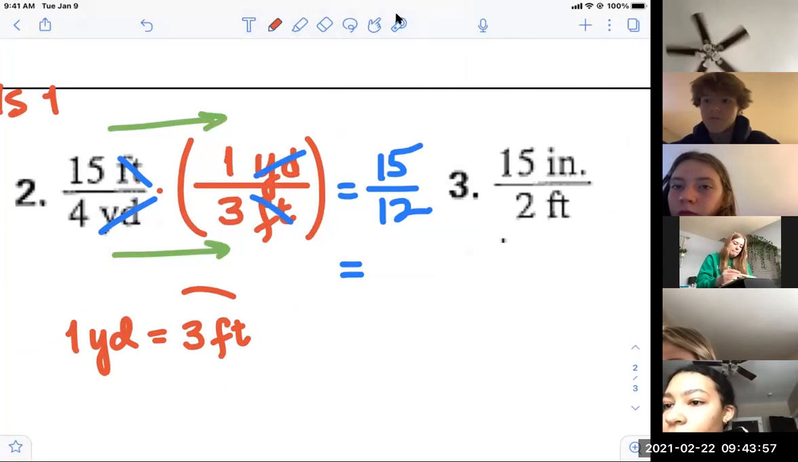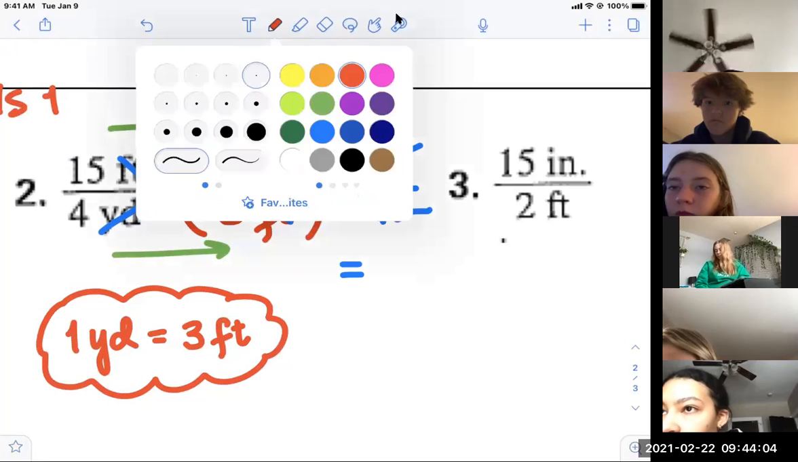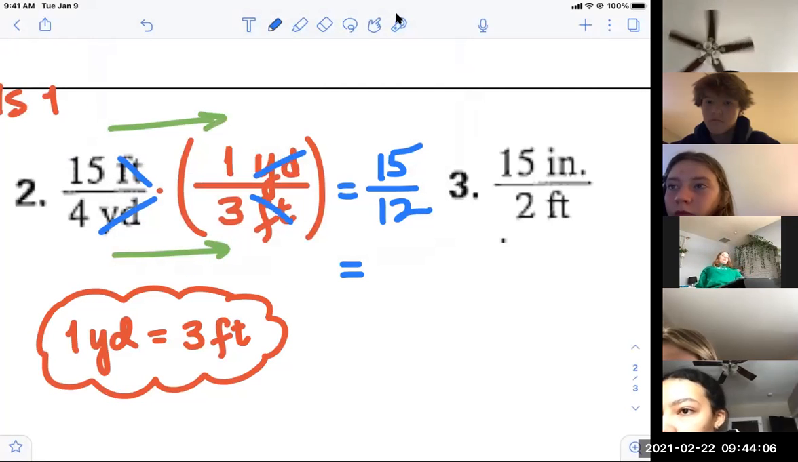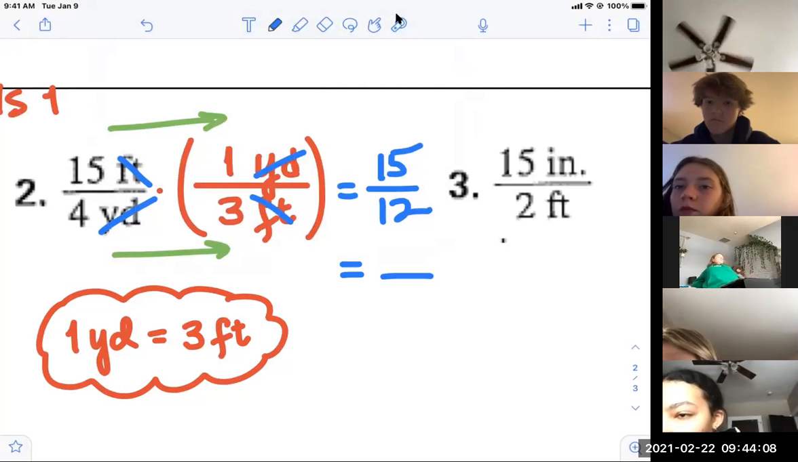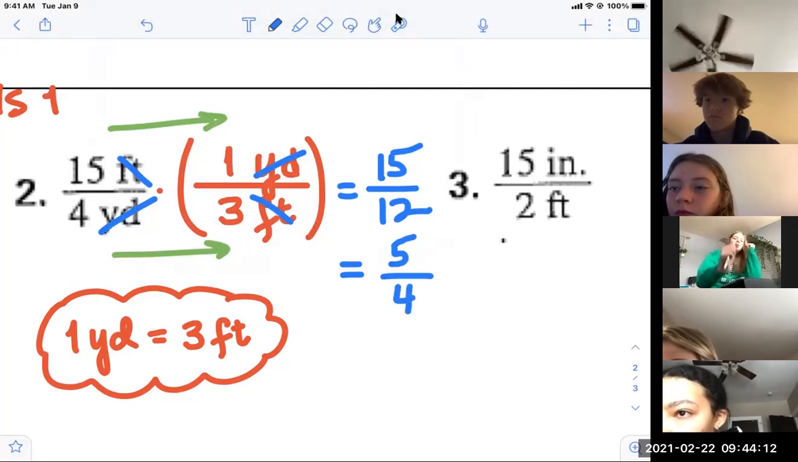1 1/4. Leave it as a fraction. Just tell me what you can divide out of 15 and 12. 3. Okay, so that would give you 5/4, right? And it is 1 1/4 or 1.25.